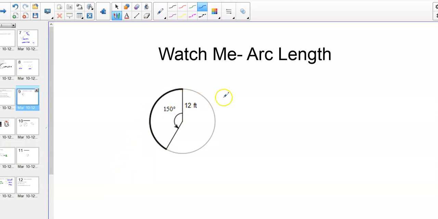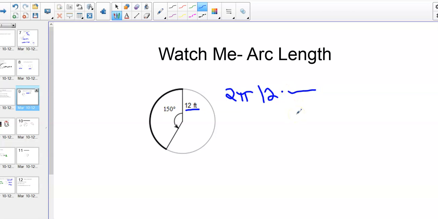So in order to do this, I start the same way. I do 2 times pi times my radius. The radius in this one is 12. I can tell it's a radius and not the angle measure because it doesn't have the degree sign by it. It has a unit of measurement. Okay. Then, before I enter this in my calculator, I need to multiply it by a fraction.